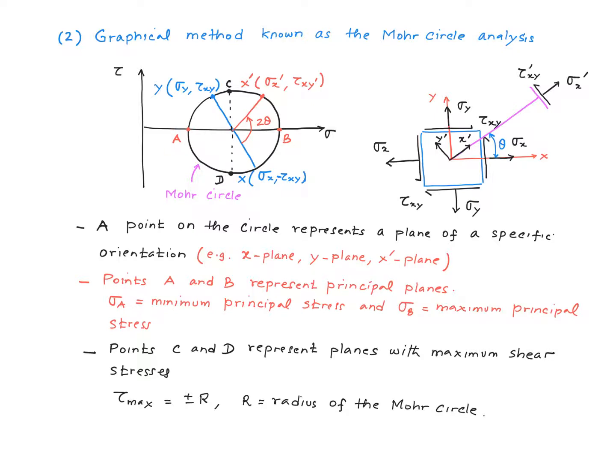Points A and B represent the principal planes, the planes where the shear stresses are 0, but the normal stresses are either maximum or minimum. Points C and D represent the planes containing the maximum shear stress. The shear stress is the vertical coordinate, right? So you can see as you go around the circle, these are the 2 points where the shear stress assumes its maximum value. Anyway, this gives you some broad idea, and using these principles you can solve the stress transformation problem.